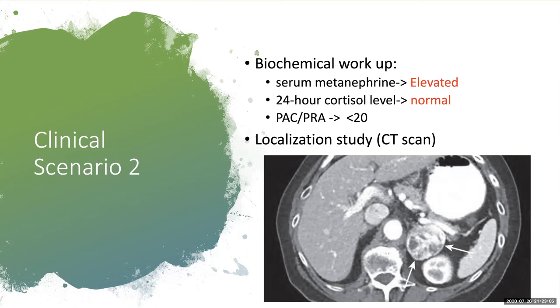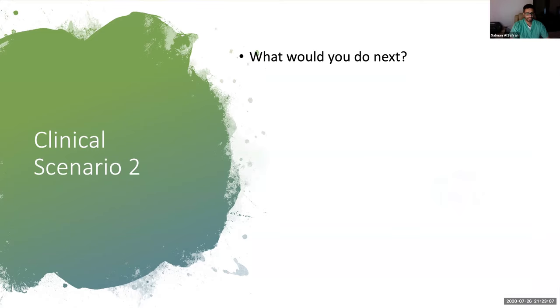Okay. All right. So what would you do next? I will counsel the patient, and tell her that her hypertension and her symptoms are most likely from the tumor. She is diagnosed with pheochromocytoma, and we can offer a right adrenalectomy to offer her cure of her disease.